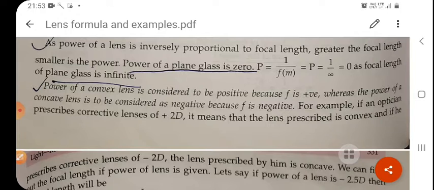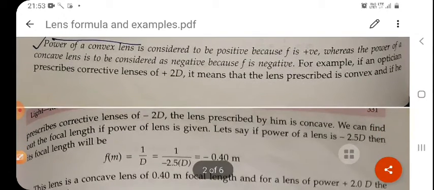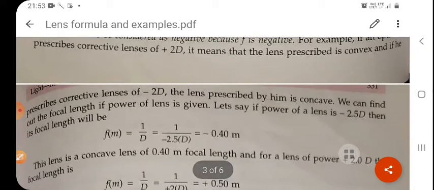We use this for calculating the power of a convex lens. The focal length is positive for convex lens, whereas the power of concave lens is considered to be negative because small f is negative.